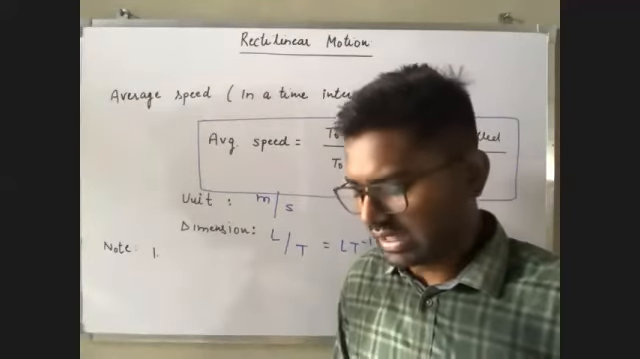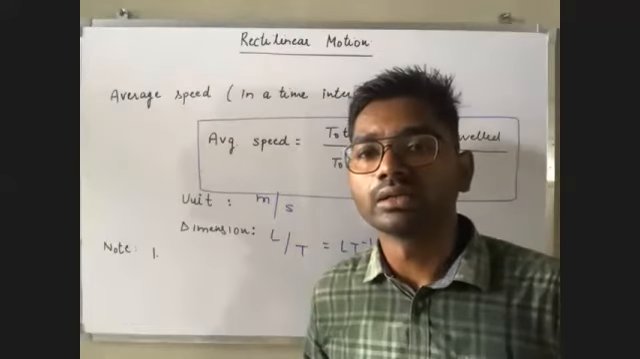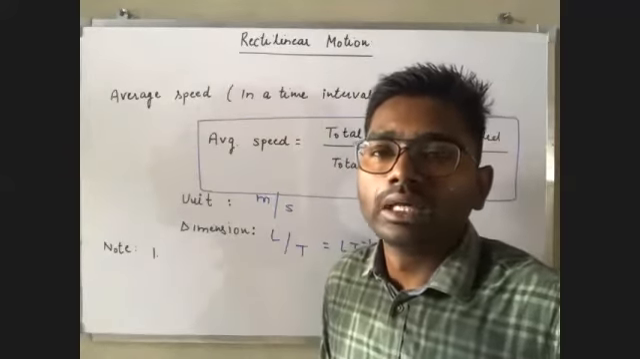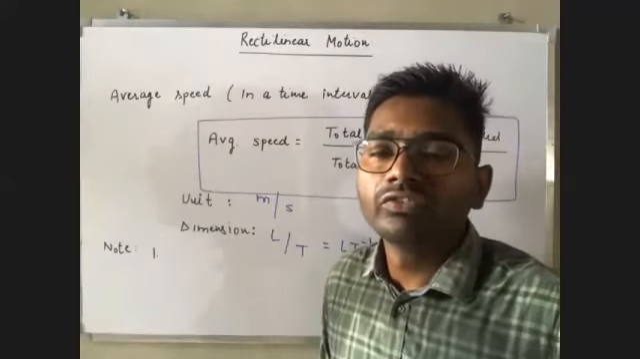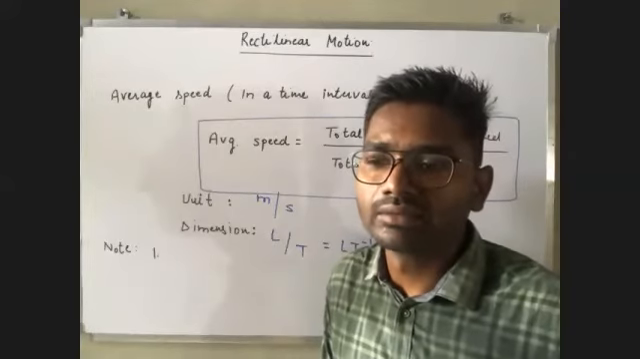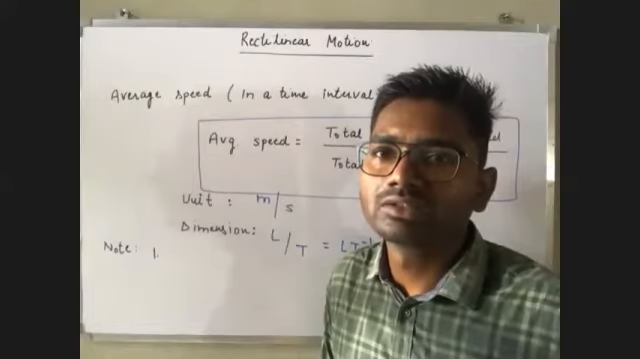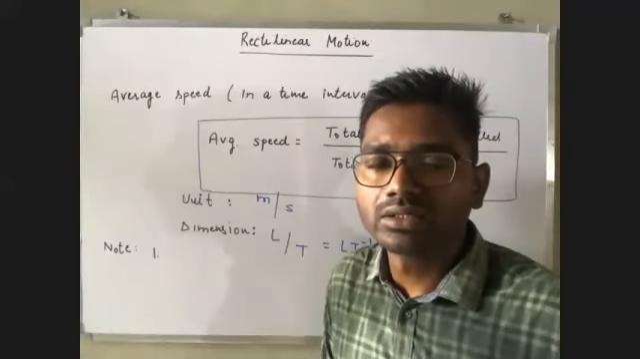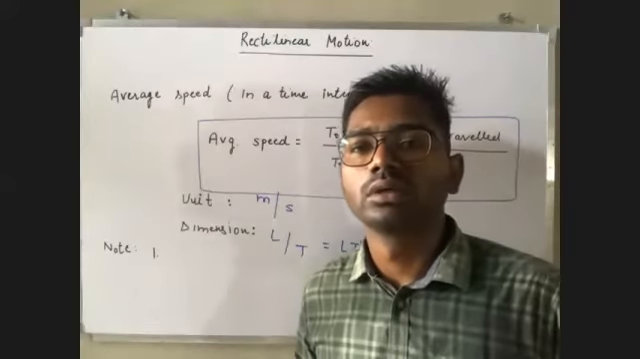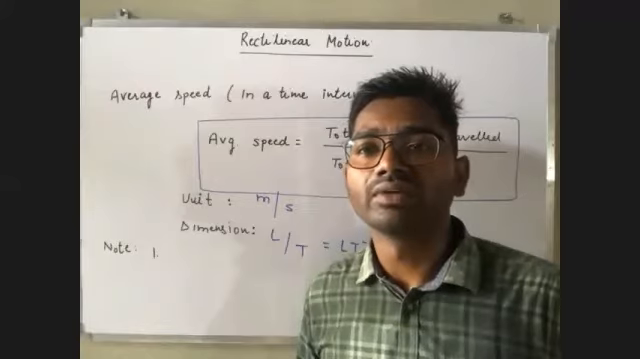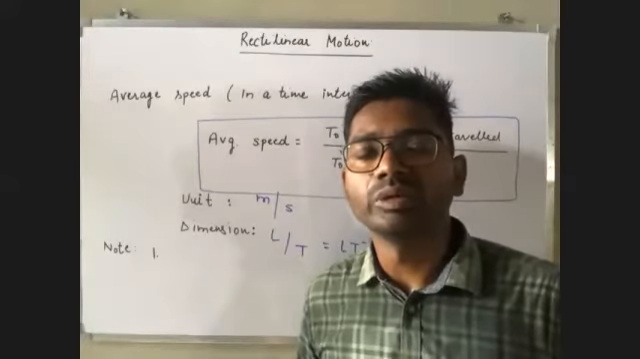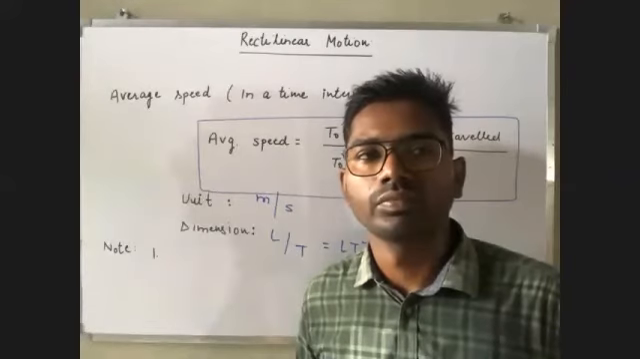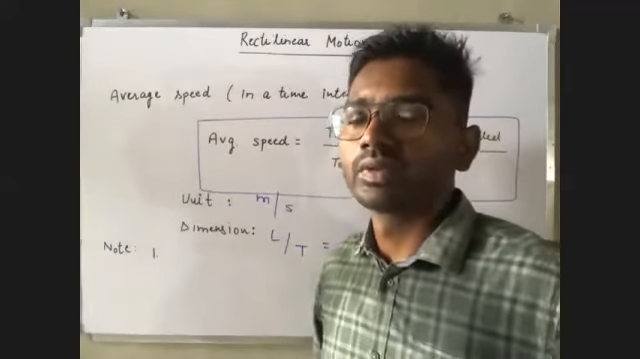Write down the second note. If the motion of the particle is along a straight line in the same direction, then average speed is equal to average velocity. Everyone noted?